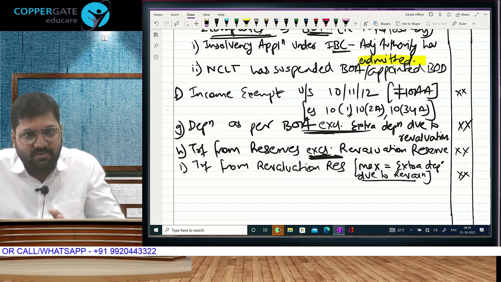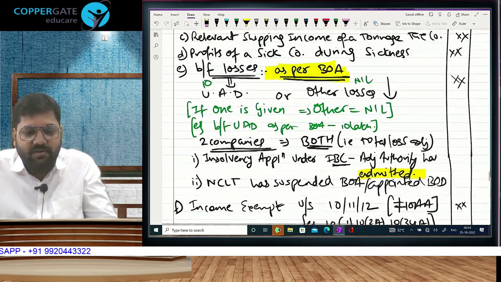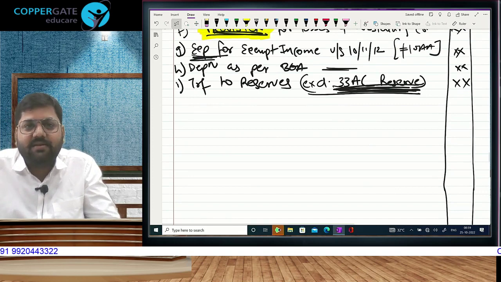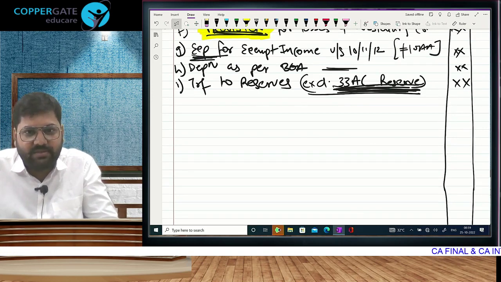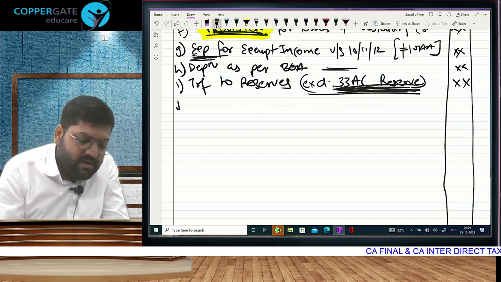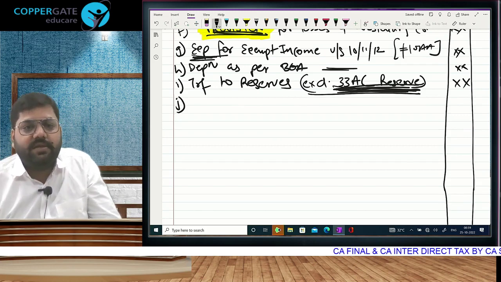Okay? Chalo. Have we clearly understood these 5 points? Friends, so far we are done with 9 and 9, 18 points. We still have 11 points in book profit computation. I hope you are understanding. Okay? Let's go. Next point. Point J.